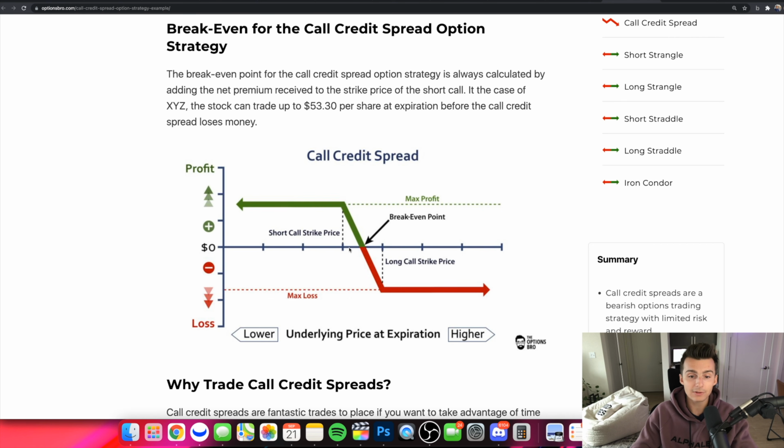In between, if the stock is trading in between the short call and the long call, that's where the lines get blurred, and that's where we don't hit the max loss. You could be green, you could be red, depending upon your break-even point, which will show better in our example.